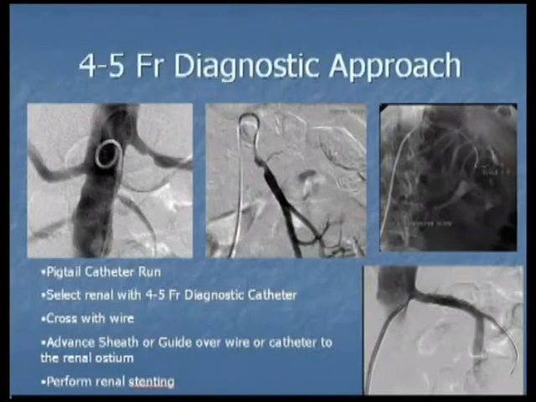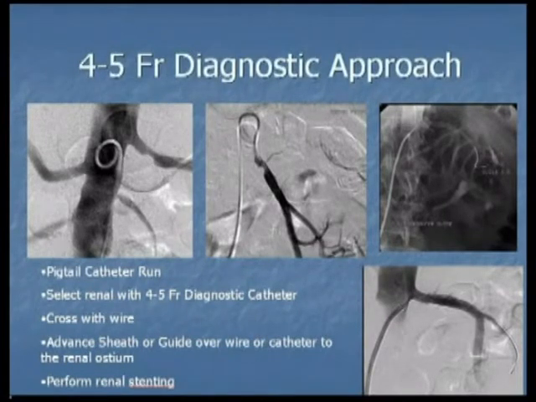This is a separate case but documents the technique: pigtail run, then selection of the catheter with a 4-5 French omniflush catheter, advancing a guide wire into the stenosis and into the renal artery, and then removing the catheter and advancing your guiding catheter or your sheath into position, and then proceeding with the renal stenting.